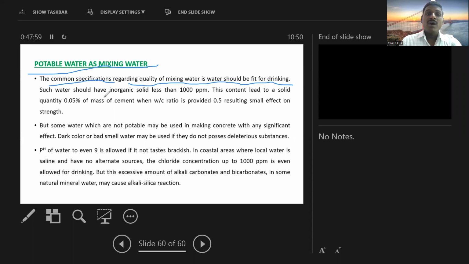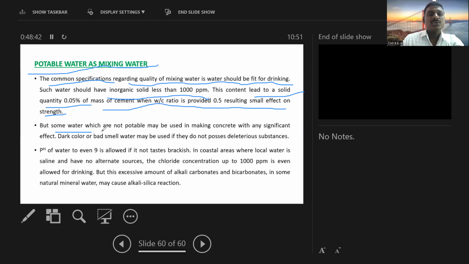Such water should have organic solids less than 1000 ppm and contain inorganic solids in quantity less than 0.05% mass of the cement when the water cement ratio is 0.5, resulting in a small effect on the strength. Such inorganic solids are present in the water. Generally we are providing a 0.5 water cement ratio, and that affects the strength also.